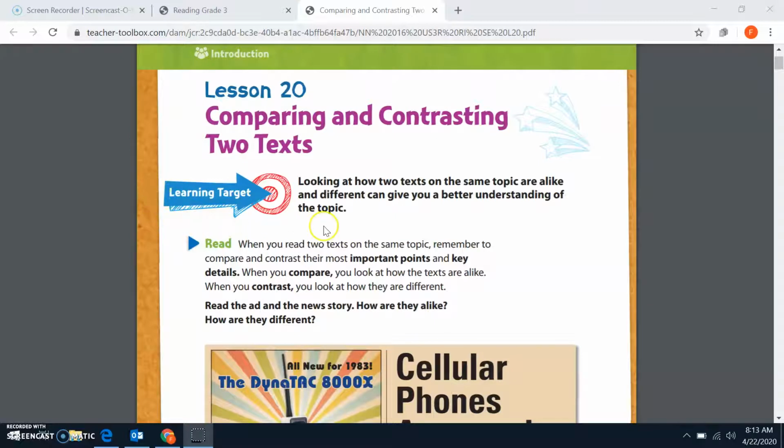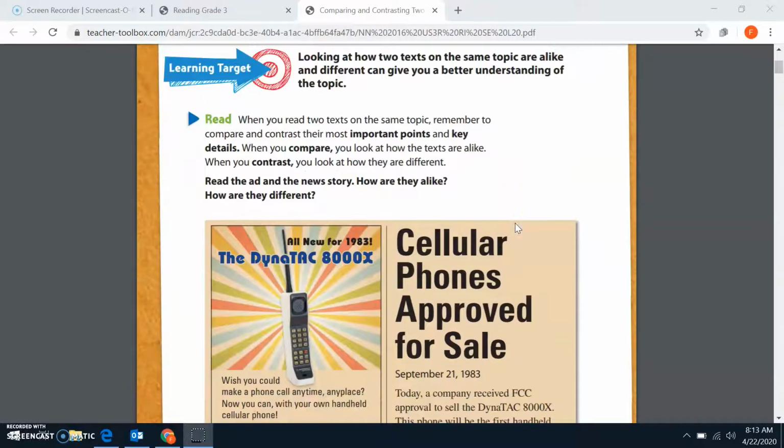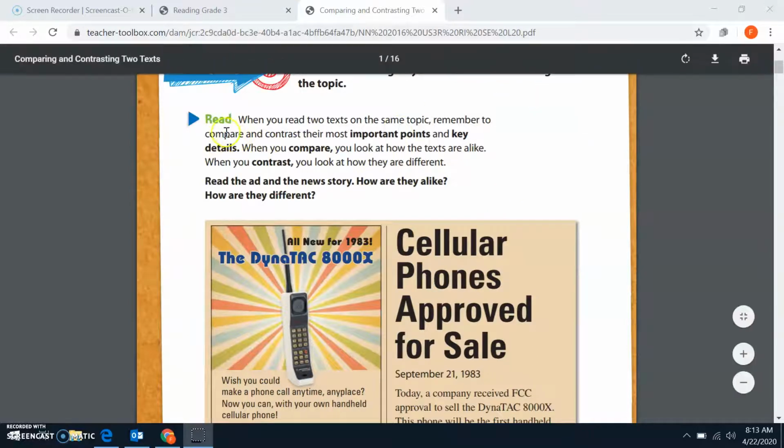Remember, every day you should be looking at this learning target like we do in class. Y'all know that, okay? Our learning target is looking at how two texts on the same topic are alike and different can give you a better understanding of the topic, okay? All right, and our academic words are in our read section. I'm going to read that real fast.